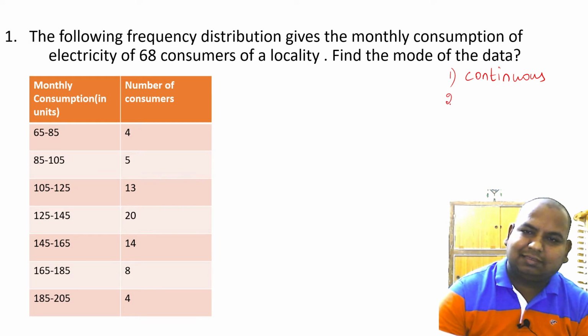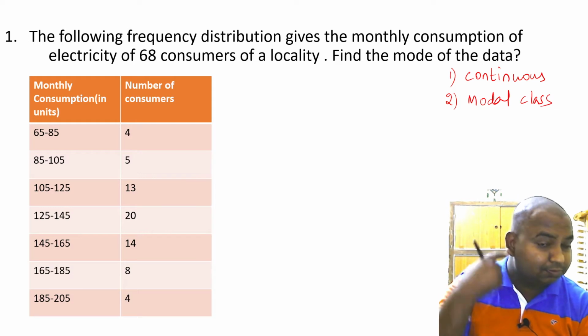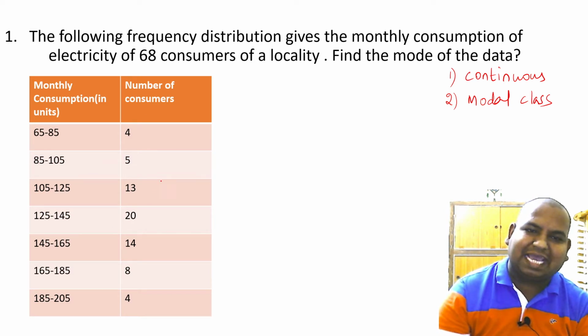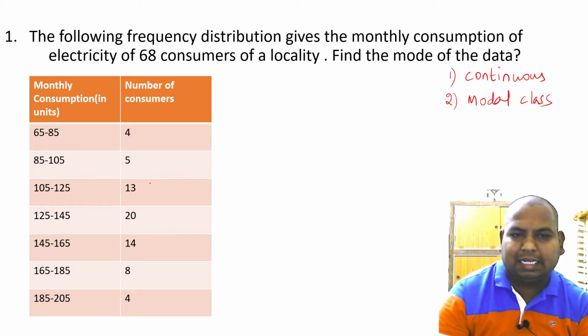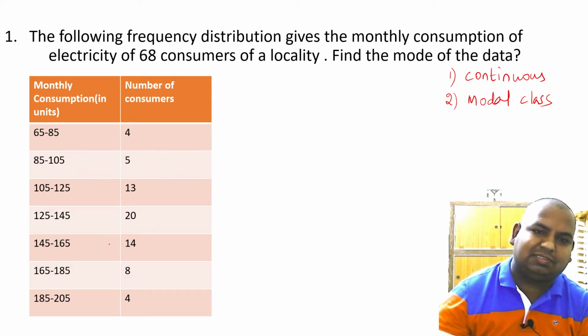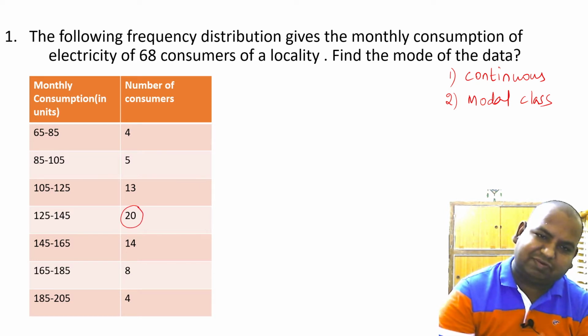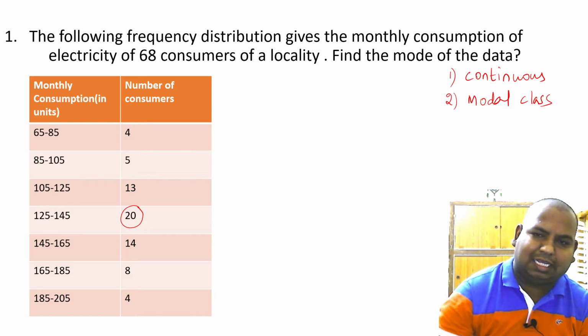Next thing is finding the modal class. How to find the modal class? For that, you need to check the frequency. Can I know which one is the highest frequency? So the highest frequency is 20 here. The class interval having the highest frequency is called the modal class.